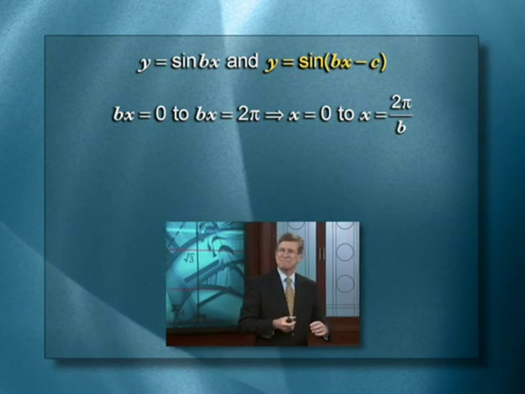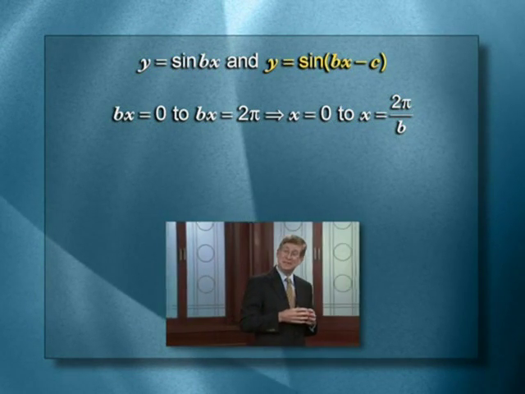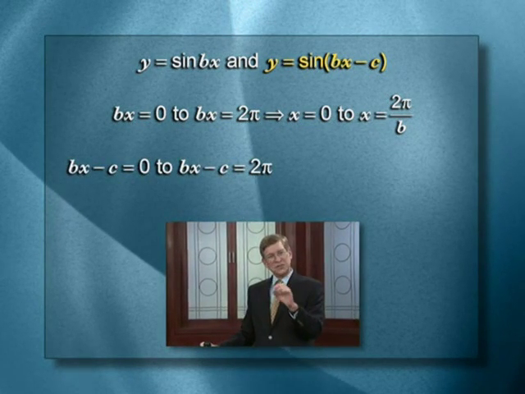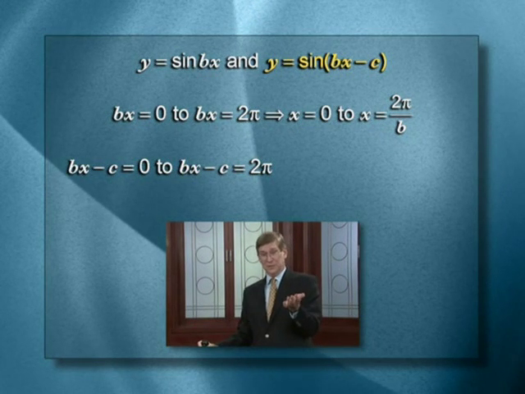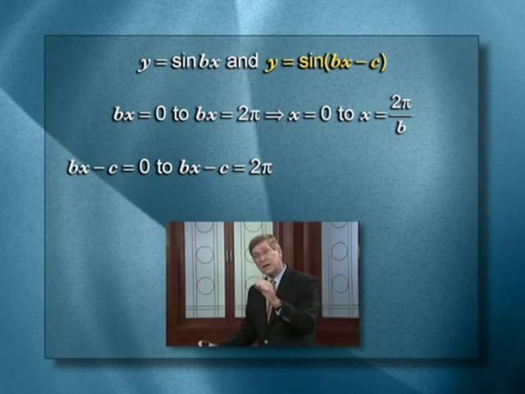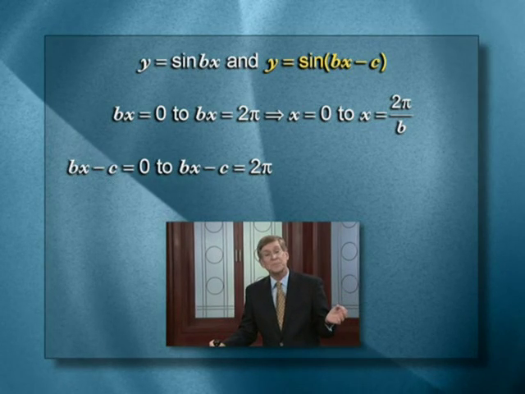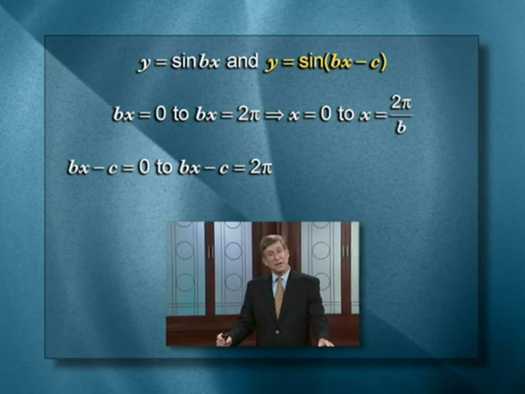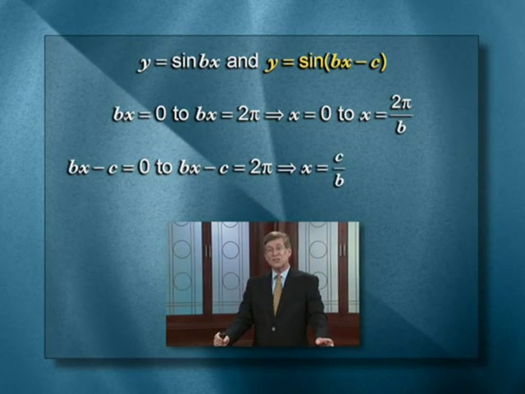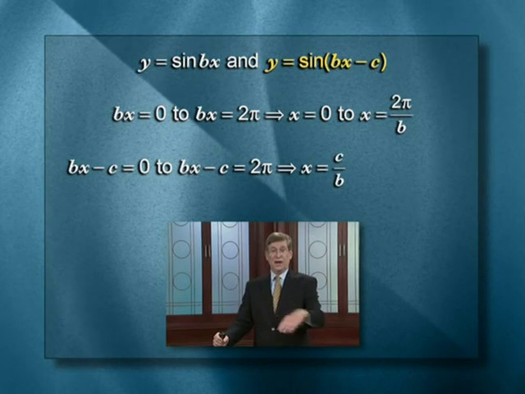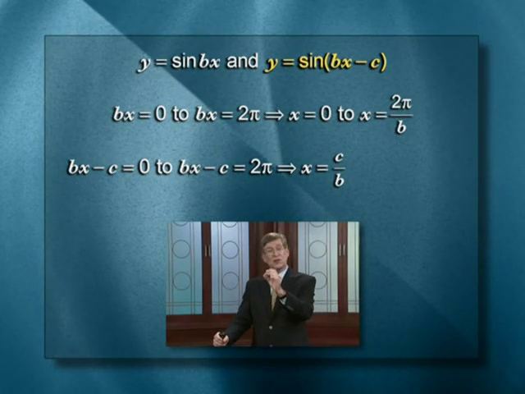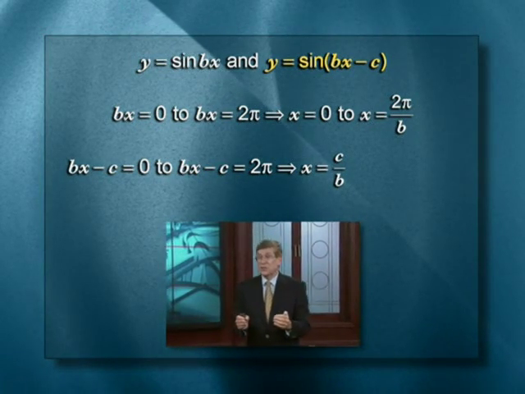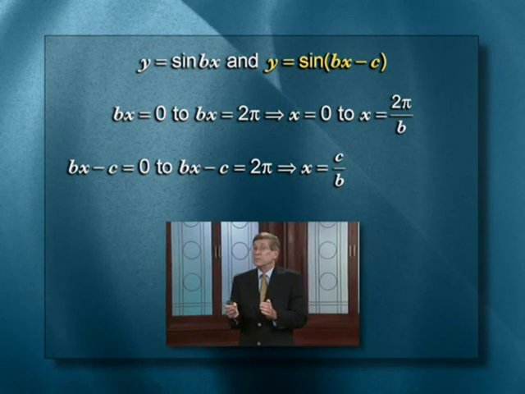What about the second guy? Sine of bx minus c. Well, let's do the same analysis. It starts when bx minus c is 0, because sine of 0 is 0. And it finishes when bx minus c is 2 pi. So solve those equations for x. In the first equation, if bx minus c is 0, x is c over b. Just bring the c to the other side and divide by b. So now x starts at c over b. It used to start at 0, didn't it? But now it's starting at c over b. It's been shifted a little bit.